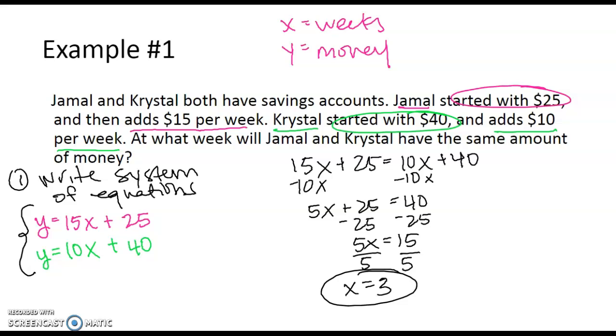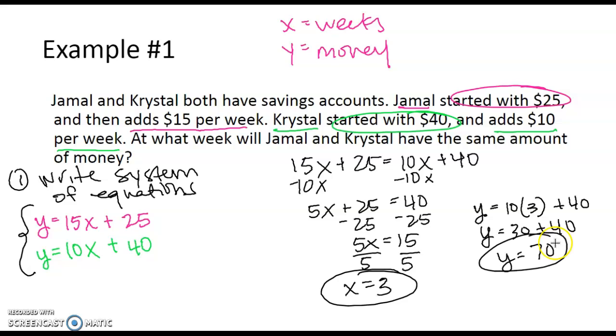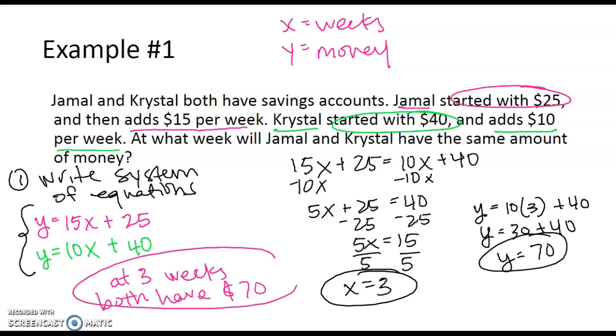Now the question doesn't ask what is the amount of money that they have in common, but we can go ahead and figure that out too. Let's take our number 3 for x and plug it back into one of the equations. Let's plug it in for Crystal. So 10 times 3 plus 40. We know that 10 times 3 is 30. So y equals 70. So this means at 3 weeks, both Jamal and Crystal will have $70 in their savings account.